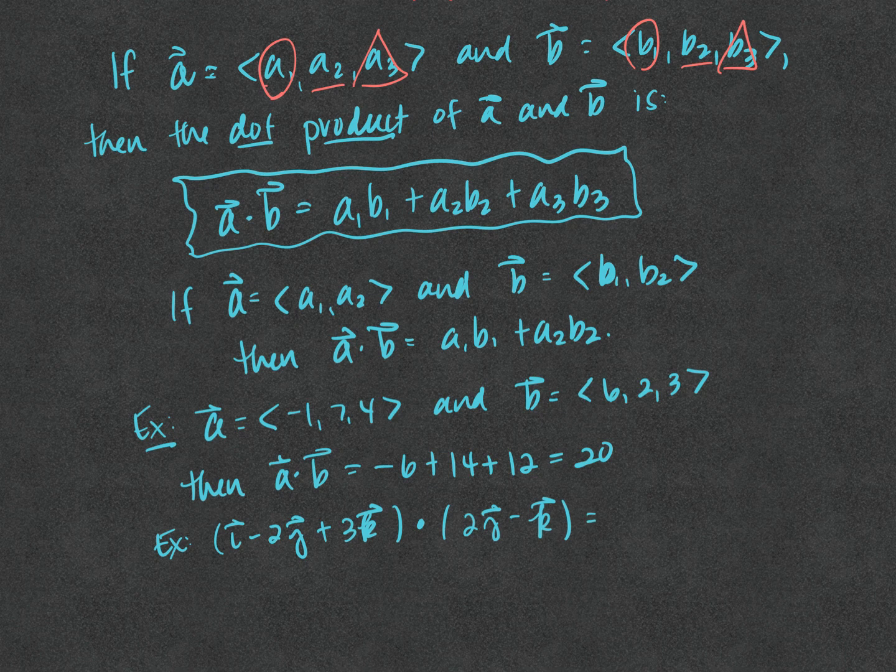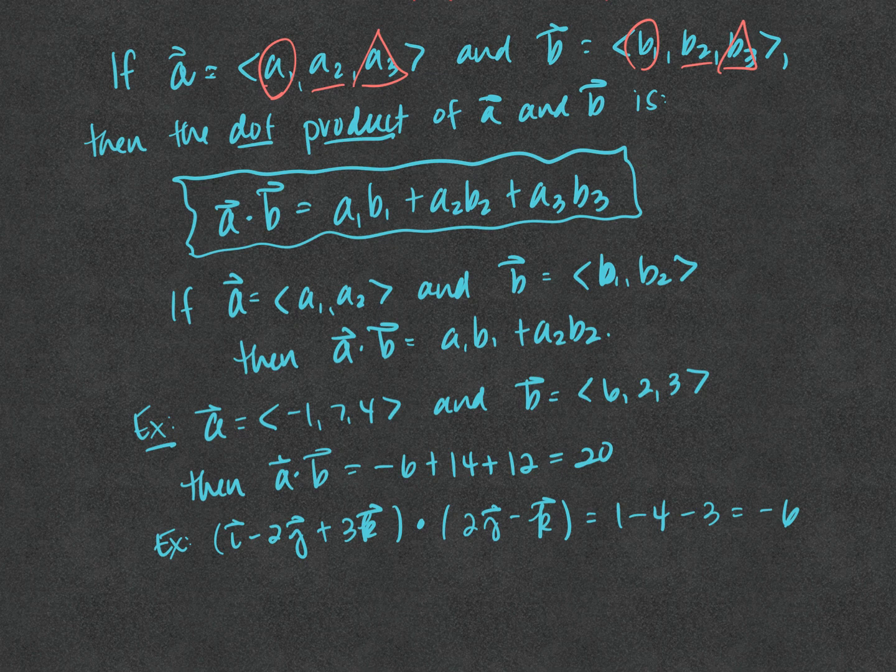Again, we're going to go component-wise. The number in front of i is just 1 because there's no i in the next one. Plus -2 times +2, the coefficients of j, would give us -4. We could have used parentheses, I guess. And then for k, we have the coefficients 3 and -1, so they multiply to make -3. So this one has a dot product of -6.